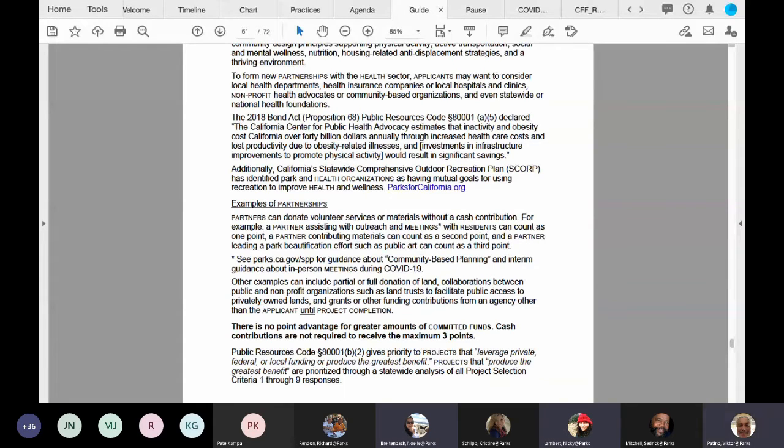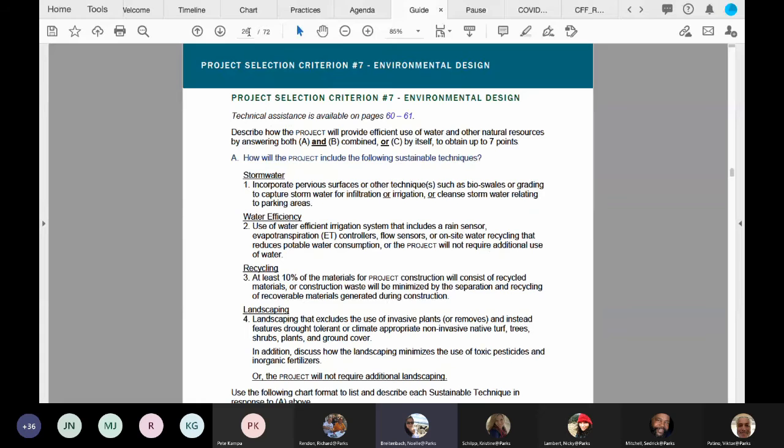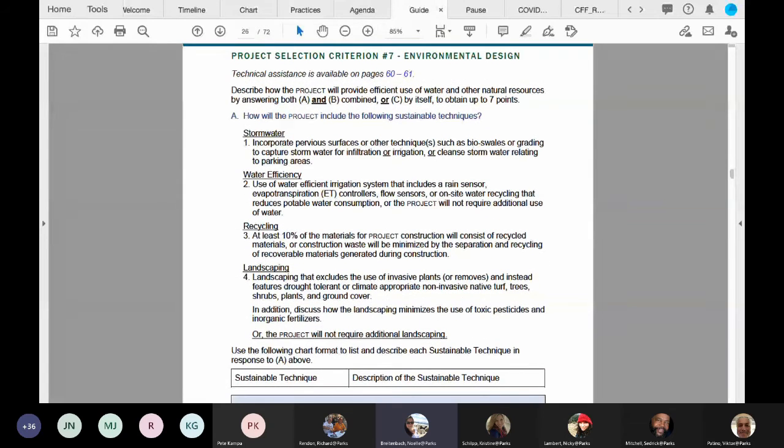Okay, so we are now on page 24 of the application guide. This is criteria number 7, environmental design. This is the criteria where you discuss how you're going to use environmental design techniques within your project. You will answer both A and B combined or C by itself to obtain up to 7 points.